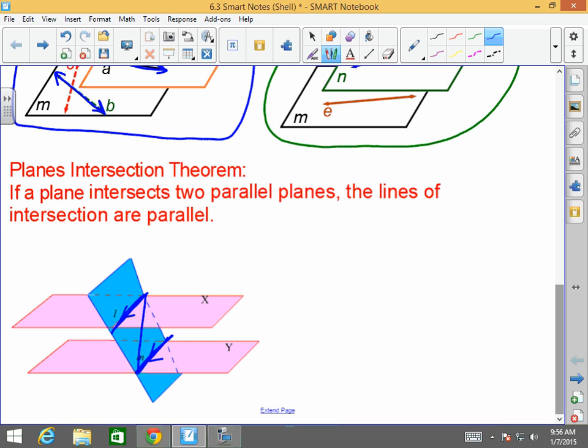Well done. So if a plane intersects two parallel planes, then the lines of intersection are parallel. Because remember from yesterday, hopefully, when a line goes through a plane, that creates a foot. And when a plane intersects another plane, the intersection is a line. When you have a plane intersecting two parallel planes, the intersection lines are parallel. Does that make sense? Okay.